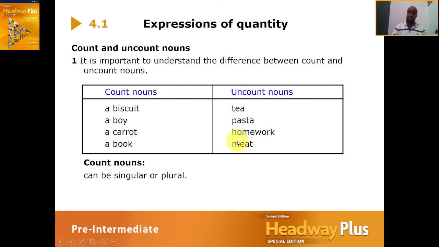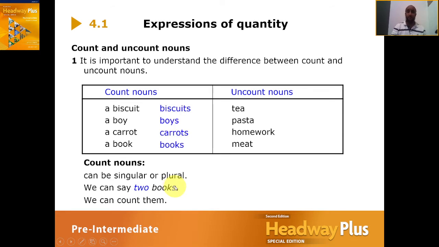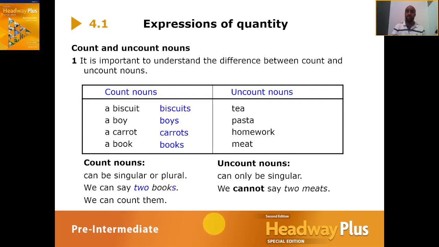And of course, here we have an example. We can say two books. So we can add an S with the countable noun, and we can count it. However, the uncountable noun can only be singular. We cannot use S. So here we cannot say two meats. That's incorrect. We cannot count them. That's the basic difference, guys.